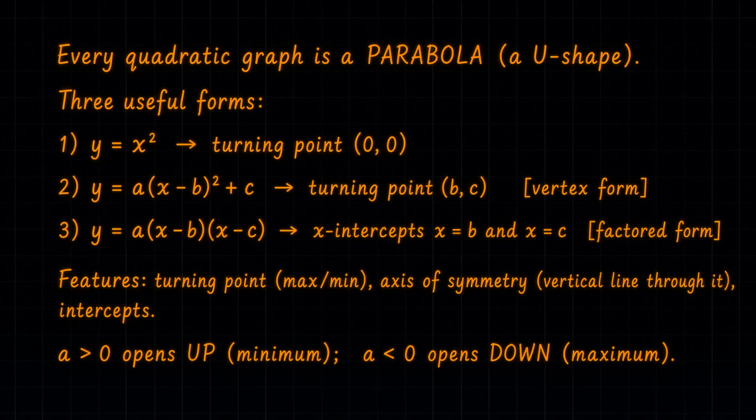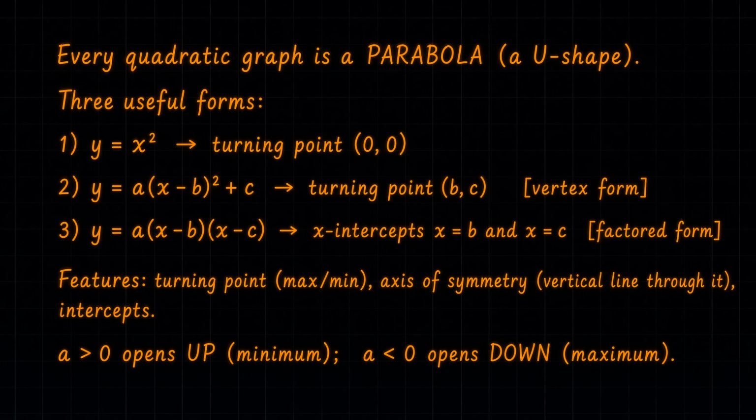Form 2 is called turning point form. y equals a(x minus b) squared plus c. This one tells you the turning point straight away. It sits at (b, c). On the graph, the whole U simply slides, so its tip lands at (b, c). We will draw one in example 1.